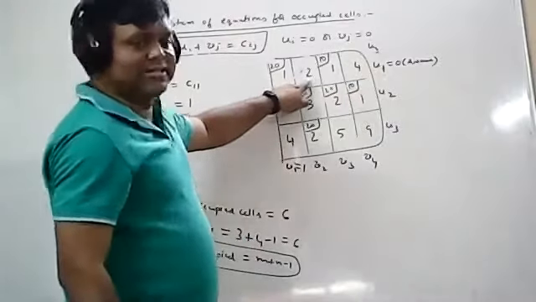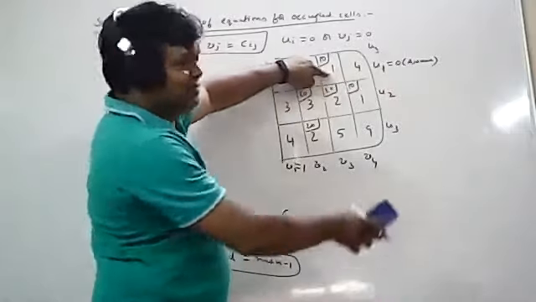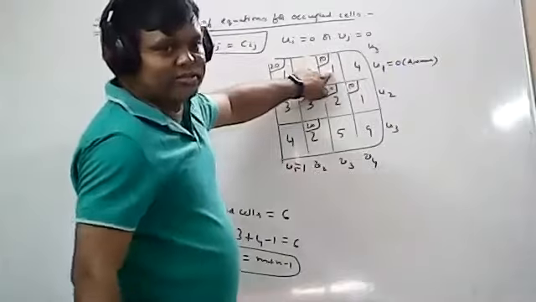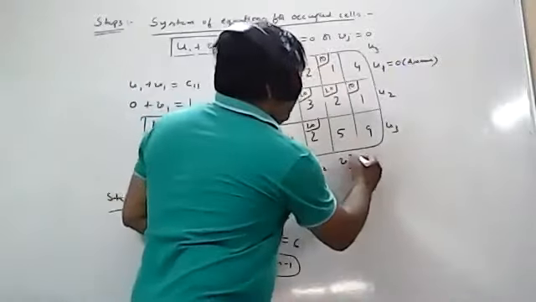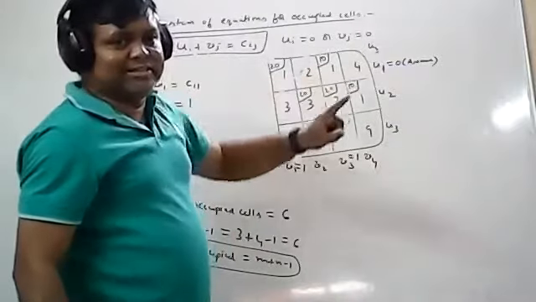Okay. Next I will calculate. This is unoccupied, ignore. Only for occupied cells do you use this formula. So I want to calculate this one. What is the value? 0 plus V3 equals 1. So what is the V3 value? V3 equals 1.